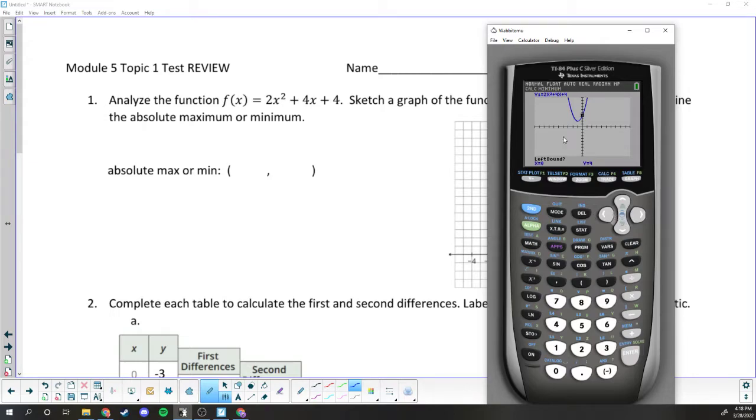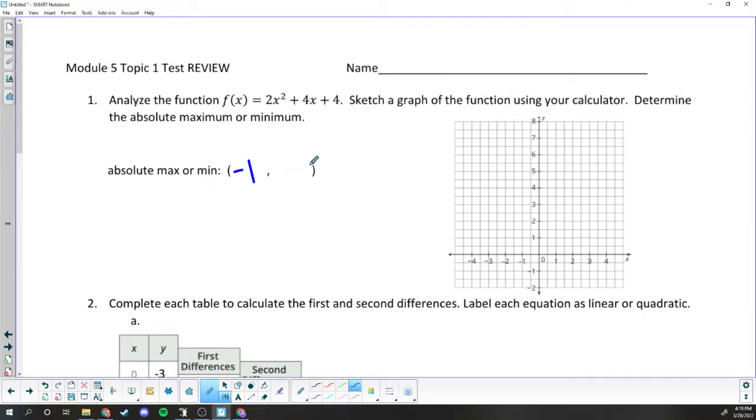For min or max, you go first to the left side of the function, anywhere to the left, so more negative than your vertex, right? Your max or your min. So right here works for me. Boom, hit enter. And then you say right bound, scroll anywhere to the right side. Make sure that it's definitely on the right though. Hit enter. And then guess question mark, just hit enter again. Don't type anything else, just hit enter. And you should get this, -1, 2. And that is my minimum, which is right here.